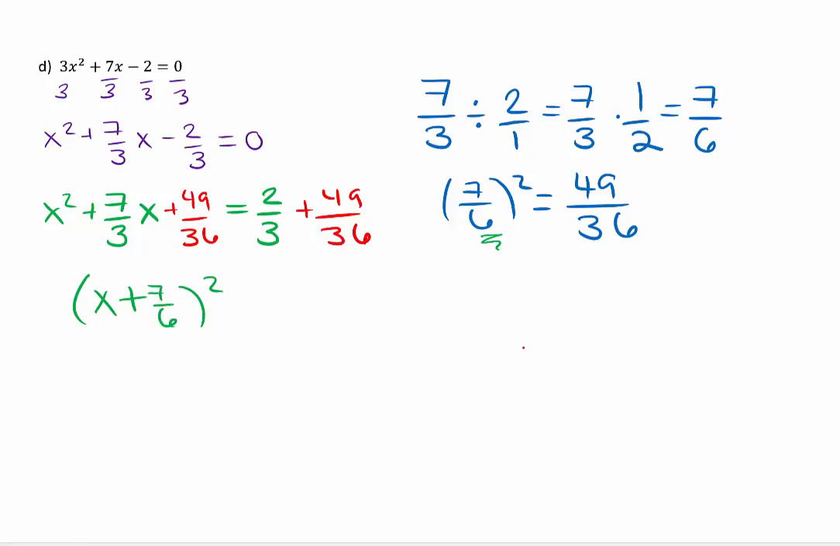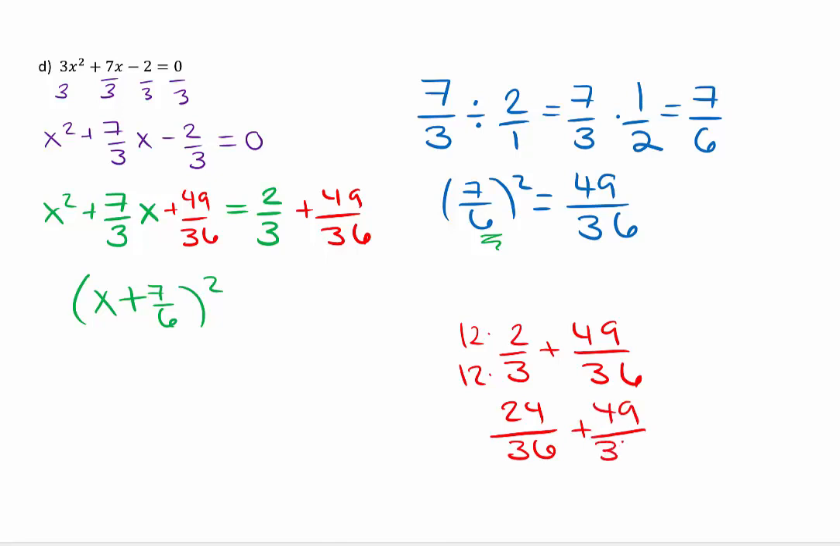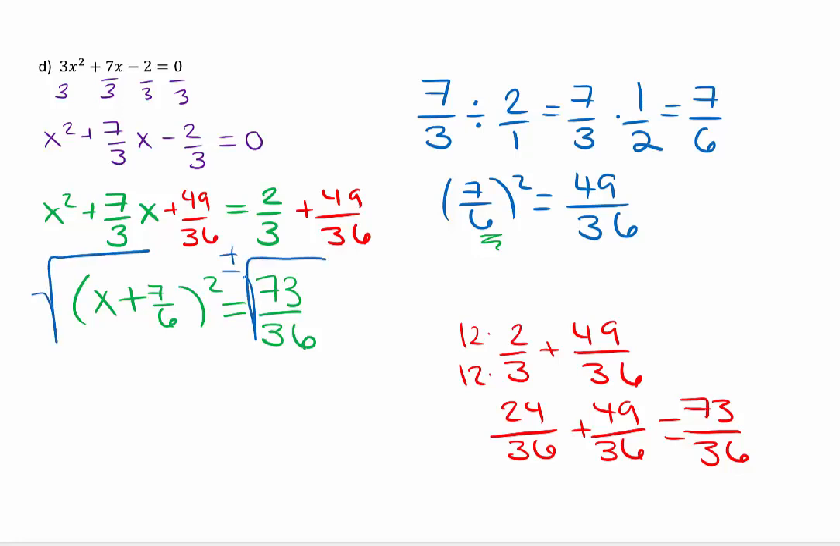And then let's see, we have to figure out what is 2/3 plus 49 over 36. I need a common denominator to do that. So 2/3 is 24 over 36. So this equals 73 over 36. All right, almost done. To finish this, we take the square root of both sides, and that gives us x plus 7/6 equals plus or minus.